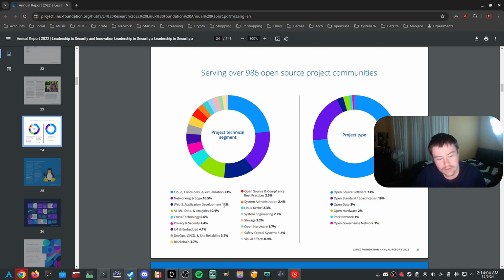there's a lot of money getting poured into these things. Even things like blockchain, they're funding cryptocurrency, which is really weird because it's called the Linux Foundation, right? In the name, Linux Foundation, and they only spend 2.3% on the Linux kernel. System engineering is at 2.2%, storage is at 2.2%, open hardware is at 1.7%, open source and compliance best practices is at 3.5%, system admins at 2.4%. It's not looking that great when it comes to funding for the Linux desktop.